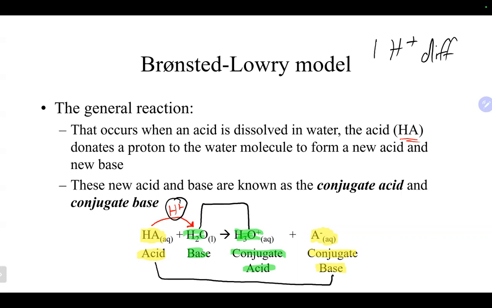And in the case of the acid to the conjugate base, it has one less H plus. And obviously going the other way from the base to the conjugate acid, it picks up that H plus. So it has one more H plus as you go that way. Any questions on that there? Okay.